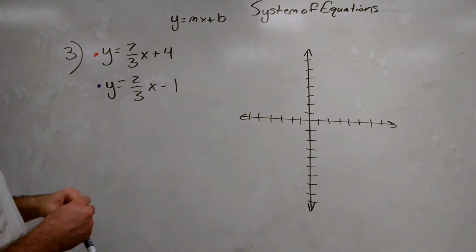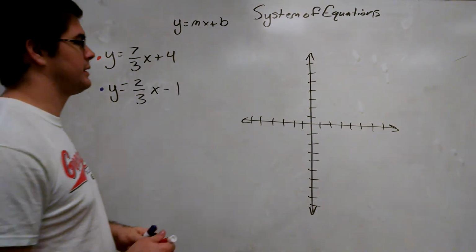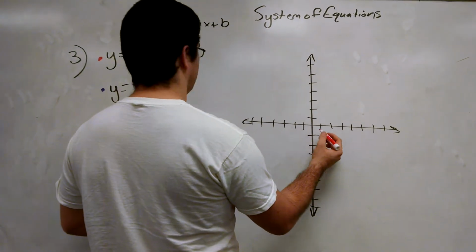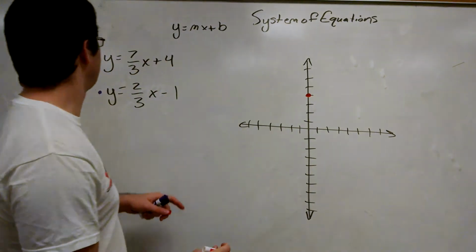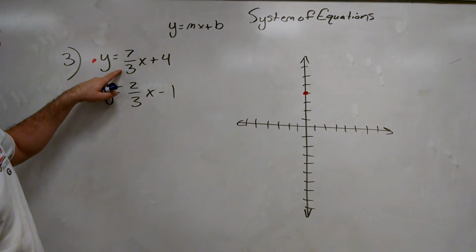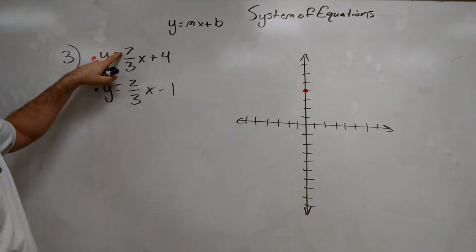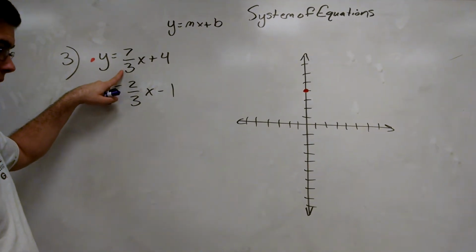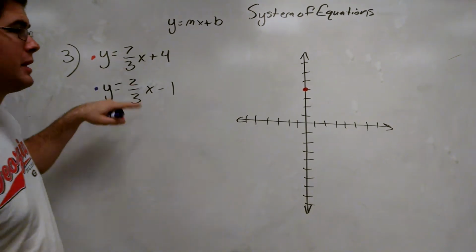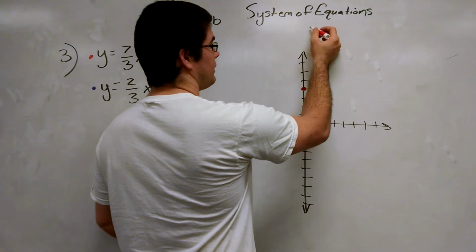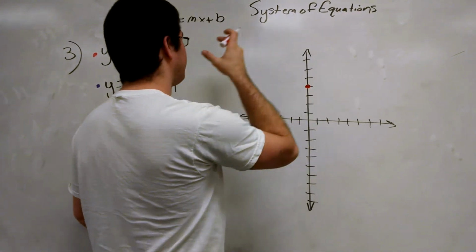So for the red line, I'm just going to go to 4 on the y-axis. 1, 2, 3, 4, okay? And then the 7 and 3 tells me up 7, right 3. Now that's kind of hard to do, going up 7, right 3, because if I go up 7 and right 3, I'm all the way over here, okay?